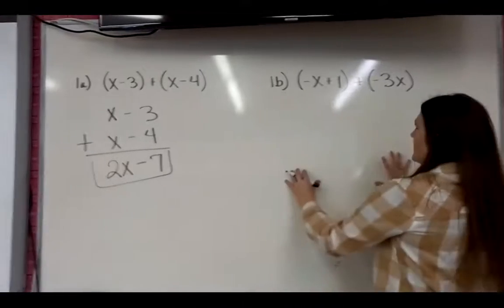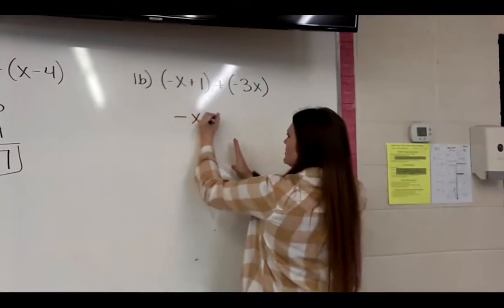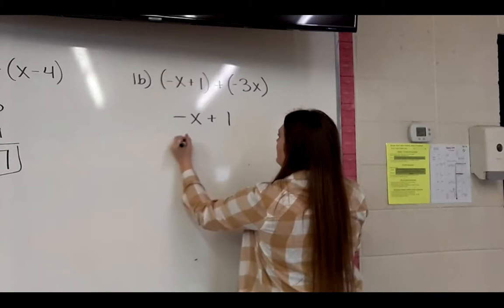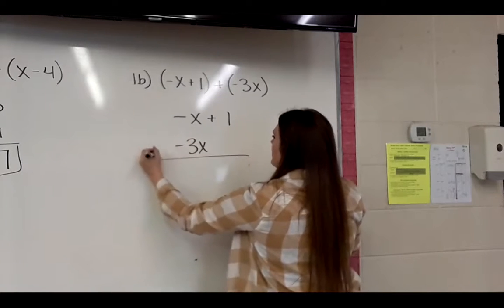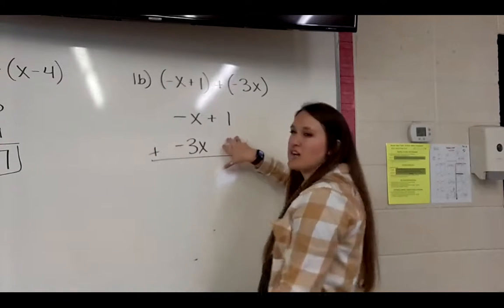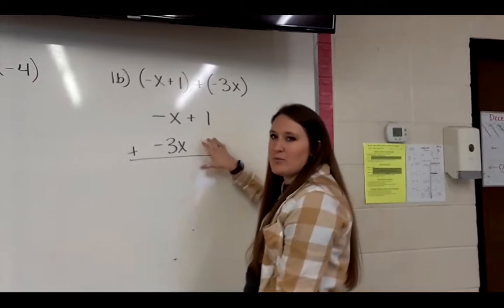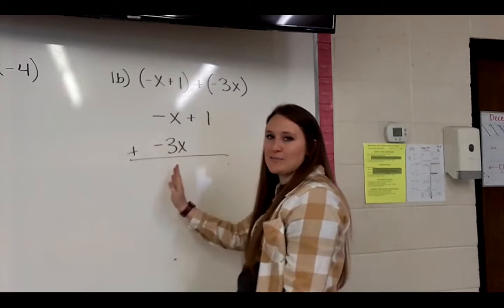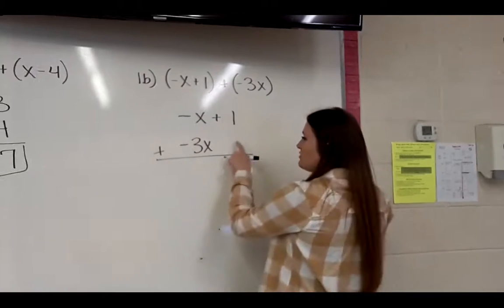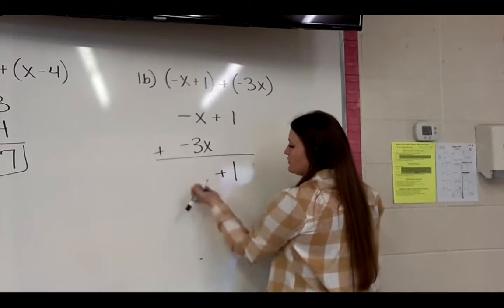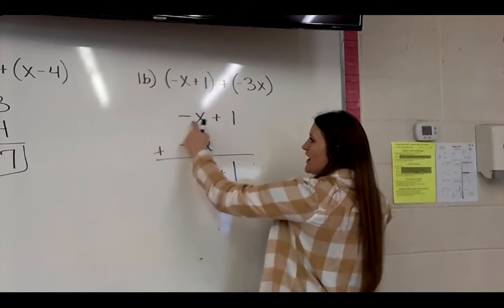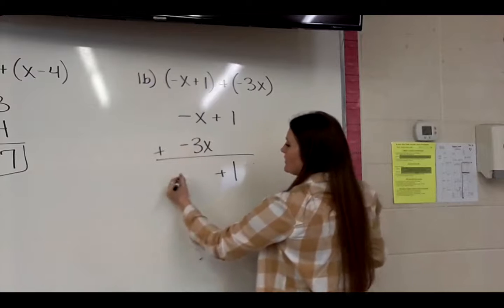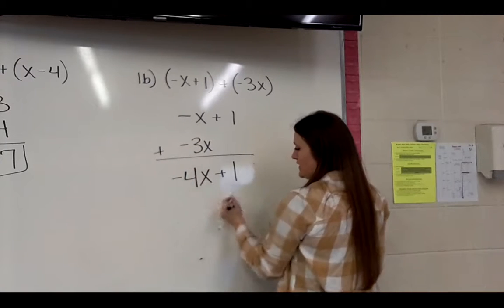Okay? Again, on this one, I take what I have in parentheses on top, what I have in parentheses on bottom. So if we notice, this one doesn't have anything over here. That's almost as if there was a 0 because I still want to line up my x's, my like terms. So 1 plus nothing is just positive 1. Negative 1 plus negative 3 is negative 4x.